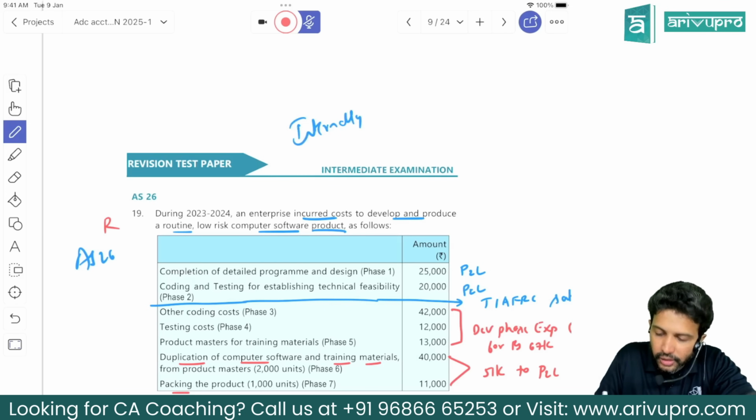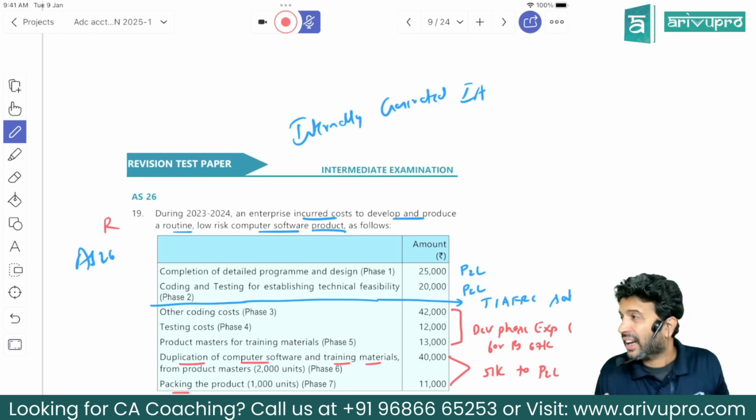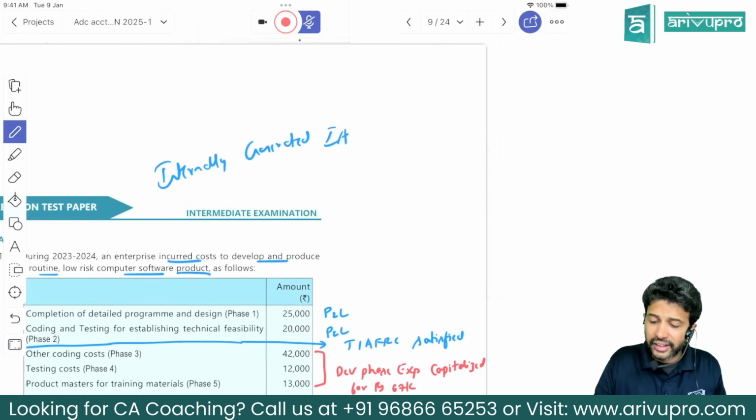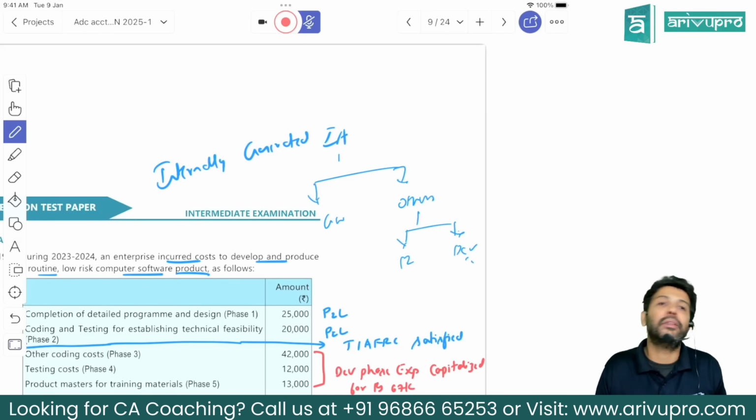Internally generated intangible assets. Do you remember? Internally we are not purchasing, we are rather developing. Internally generated intangible assets are broadly classified into goodwill and others. Others are also further classified into research phase and development phase.